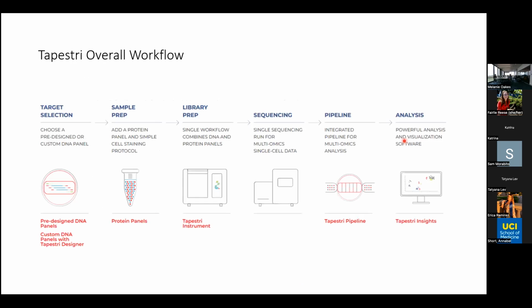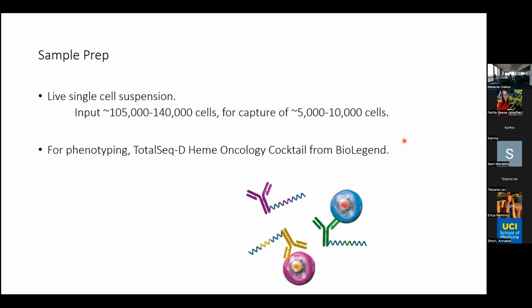And what is the protein based on? Is it antibodies or? Correct. So for phenotyping, you will get the TotalSeq-D cocktail, and they've got a heme oncology one. They have other cocktails that they can get, okay? And these cocktails have antibodies that are labeled with these oligos that are basically barcoded. So the first thing you do is you take your cell mixture, okay, and you bind it with these antibodies.